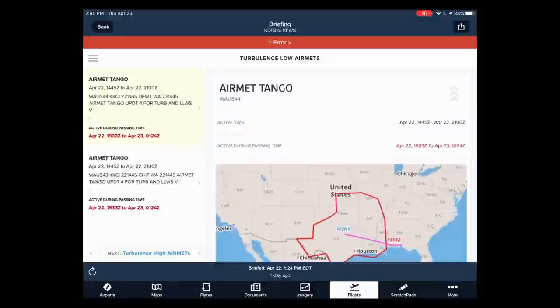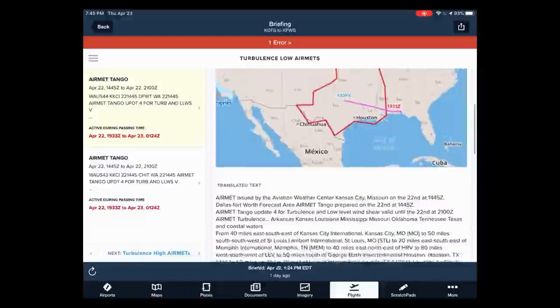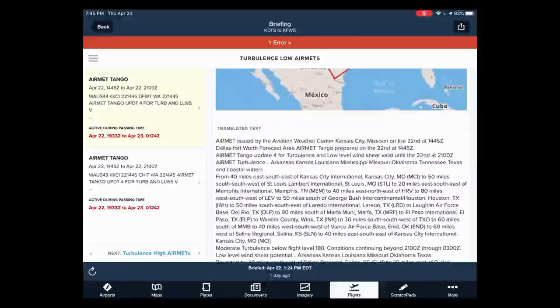Not done yet. Still got more adverse weather products. It's starting to build up to say, man, there's definitely something going on here. And in this case, we've got Air Met Tangos. Of course, Air Met Tangos are for turbulence. Still releases the same time frame as Air Met Zulus and Air Met Sierras. Have the same exact formatting.